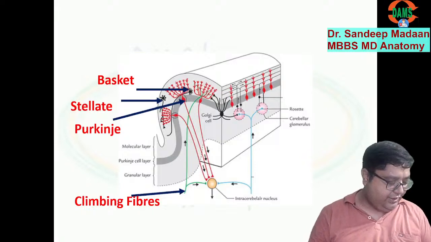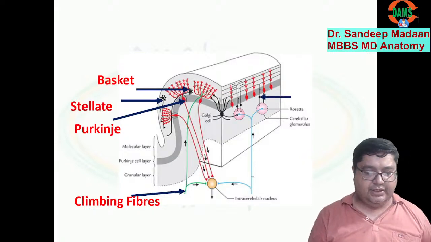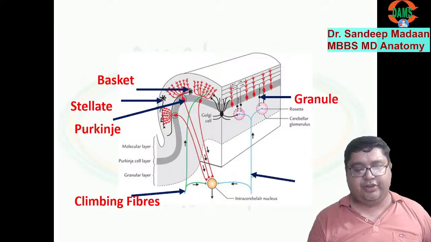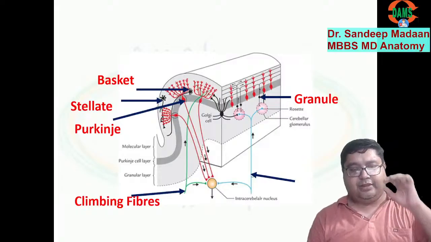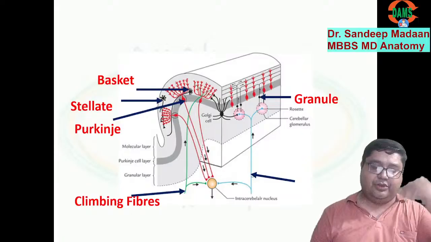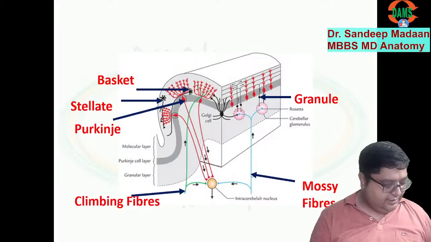Climbing fibers are those fibers which are coming from olivary nucleus, and the others, these are granule cells which are helping the mossy fiber to proceed, because mossy fibers are coming from all other sources. They will be heavy, they can't reach up, so they will be going via the granule cells in an indirect manner like that. So far so good?